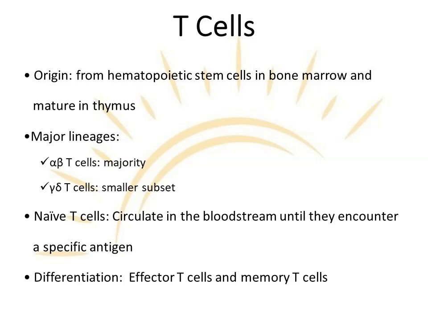T cells. Origin: derived from hematopoietic stem cells in the bone marrow and mature in the thymus. Major lineages: alpha-beta T cells, the majority of T cells. Gamma-delta T cells, a smaller subset with limited diversity considered part of the innate immune system. Naive T cells circulate in the bloodstream until they encounter a specific antigen. Differentiation: upon activation, they differentiate into effector T cells, which mount an immediate response. Memory T cells provide long-term immunity.